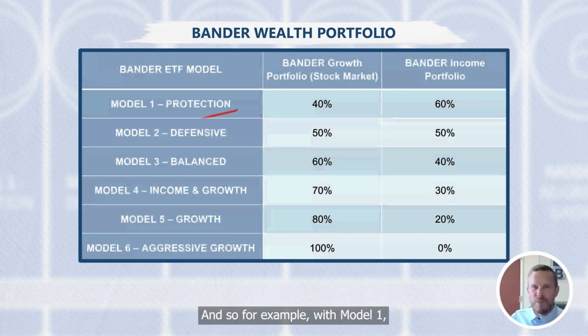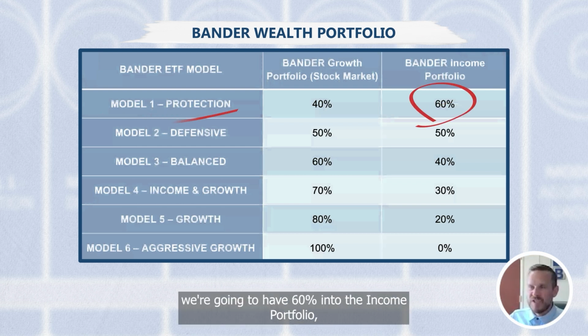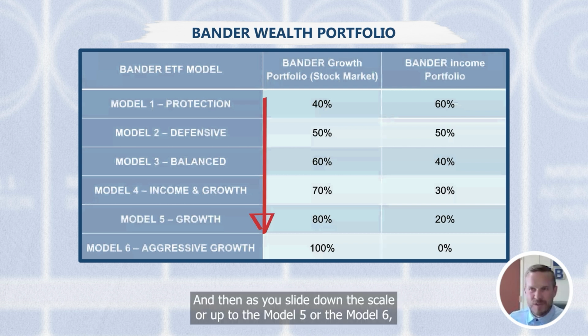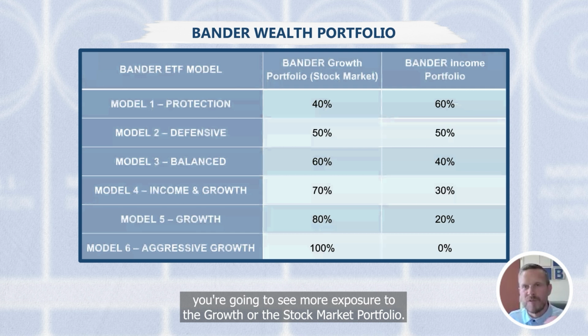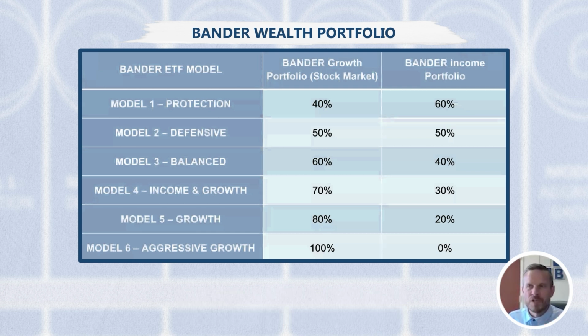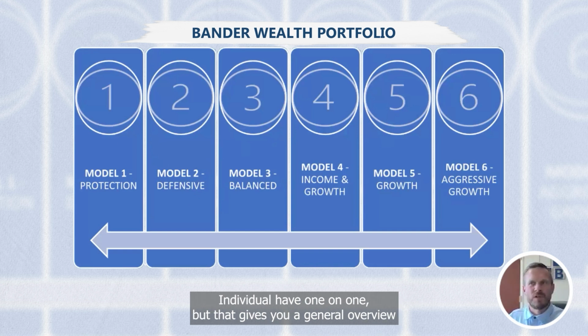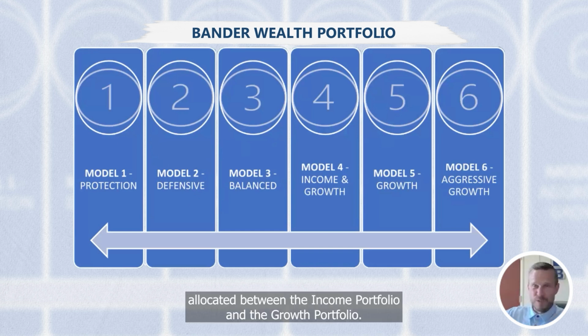And so, for example, with model one, we're going to have 60% into that income portfolio, where we've got more aversion to risk for that more conservative investor. And then as you slide down the scale or up to the Model 5 or the Model 6, you're going to see more exposure to the growth or the stock market portfolio. So we're always happy to dive into this in greater detail with each of you individually and one-on-one, but that gives you a general overview of what the differences are between the models 1 through 6, allocated between the income portfolio and the growth portfolio.